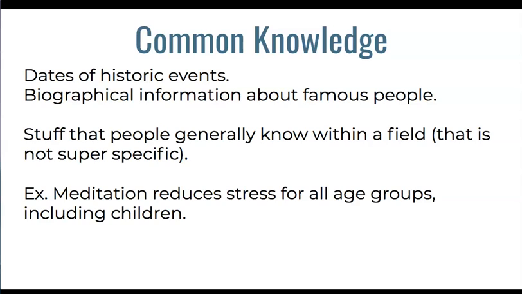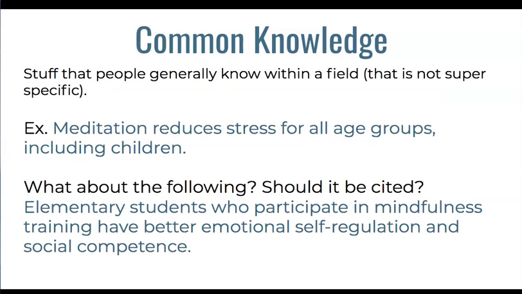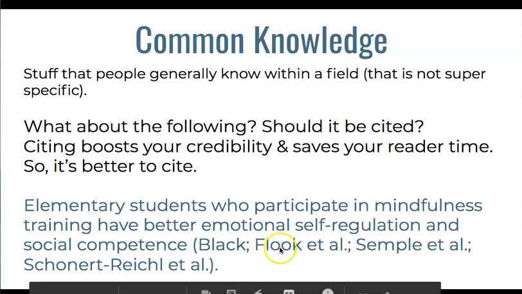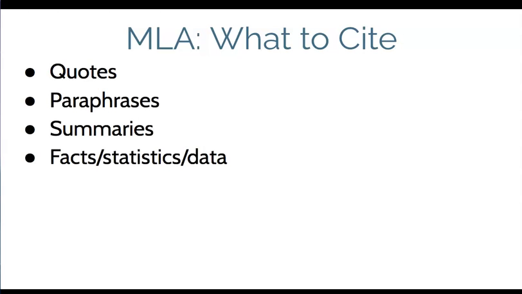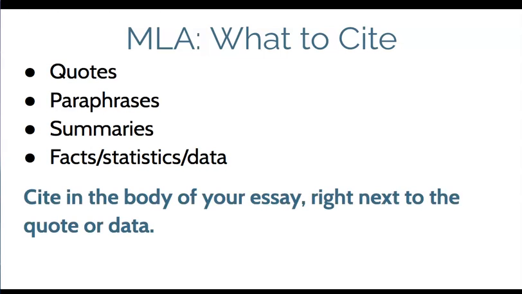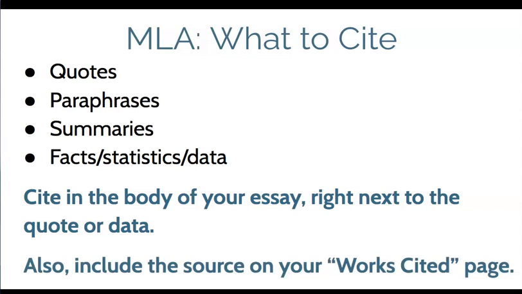So for example, meditation reduces stress for all age groups, including children. This is considered common knowledge. But if you get really specific, elementary students who participate in mindfulness training have better emotional self-regulation and social competence. Now we're getting pretty specific, so we want to go ahead and cite that. So you can include the last names. If it was a few studies, you can include more than one, as I've done here. So just to recap, you want to cite quotes, paraphrases, summaries, facts, statistics, data, and you want to cite those in the body of your essay and also on your works cited page.